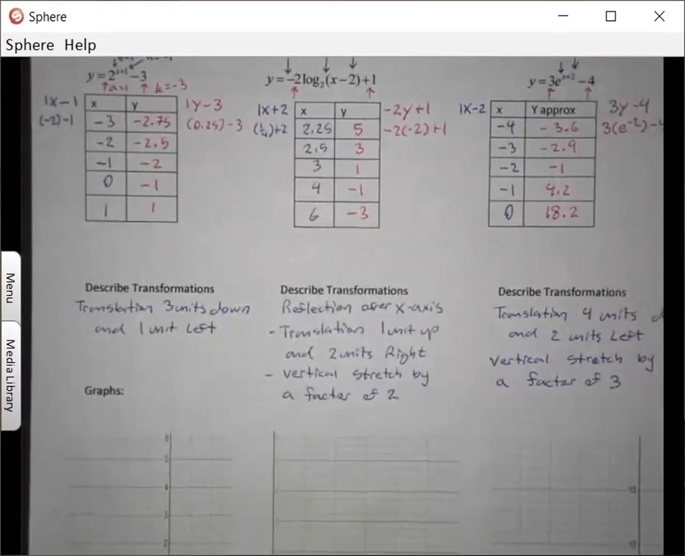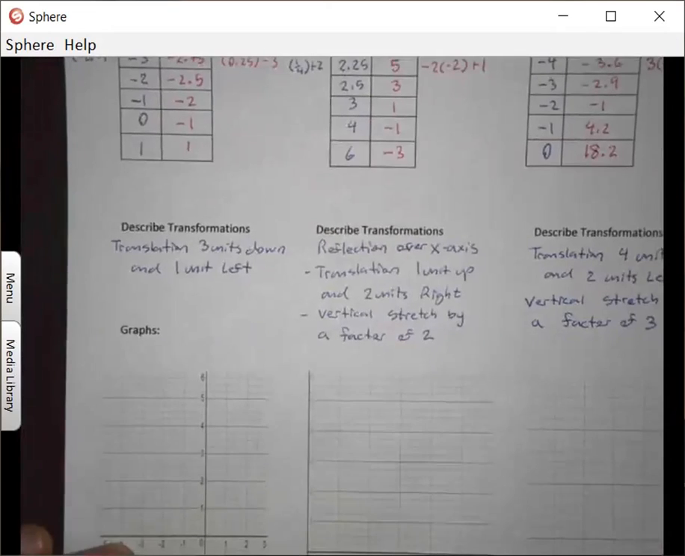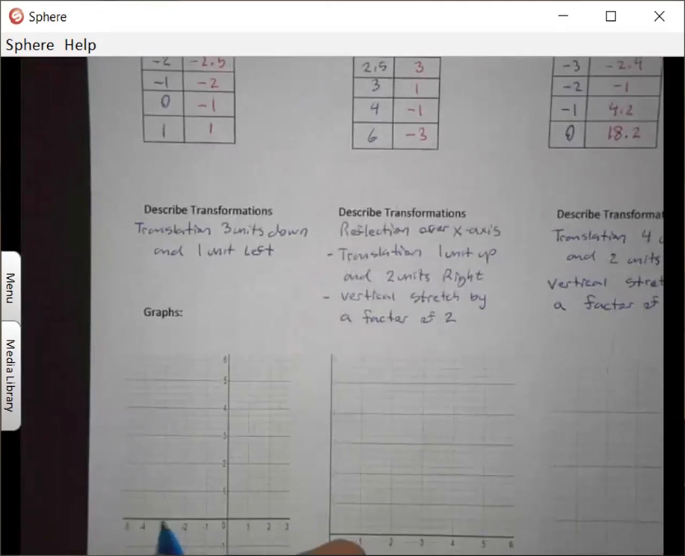All right, all that's left is to graph each. So I'm just going to plug in the points. That's minus 3, minus 2.75, minus 2, minus 2.5, minus 1, minus 2, 0, minus 1, and 1, 1.